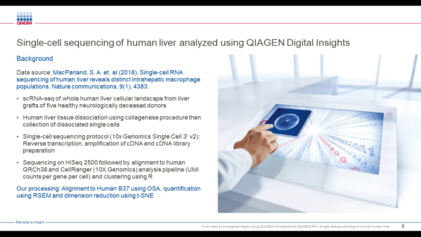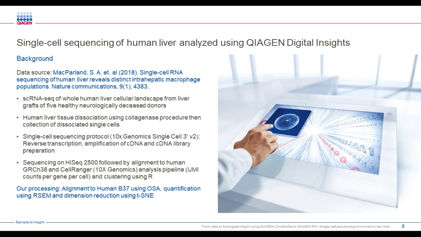The particular case we have developed today comes from a public data set on the NCBI GEO, about a paper published in Nature Communications in 2018 by McParland and his group. The title was Single-Cell RNA Sequencing of Human Liver Reveals Distinct Intrahepatic Macrophage Populations.